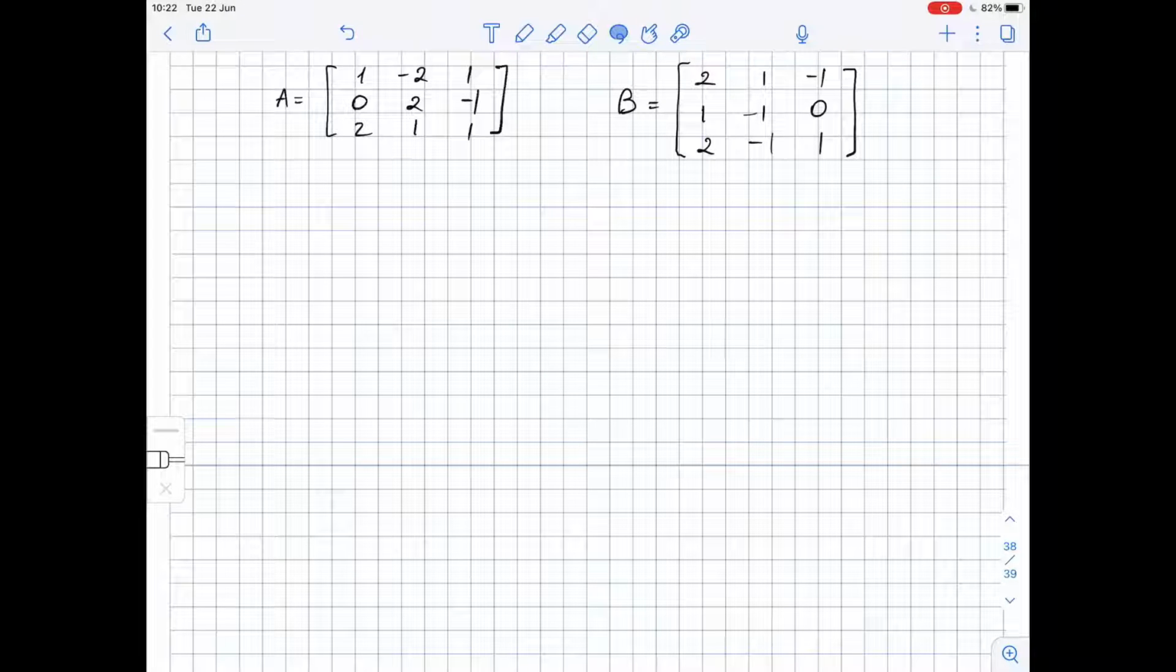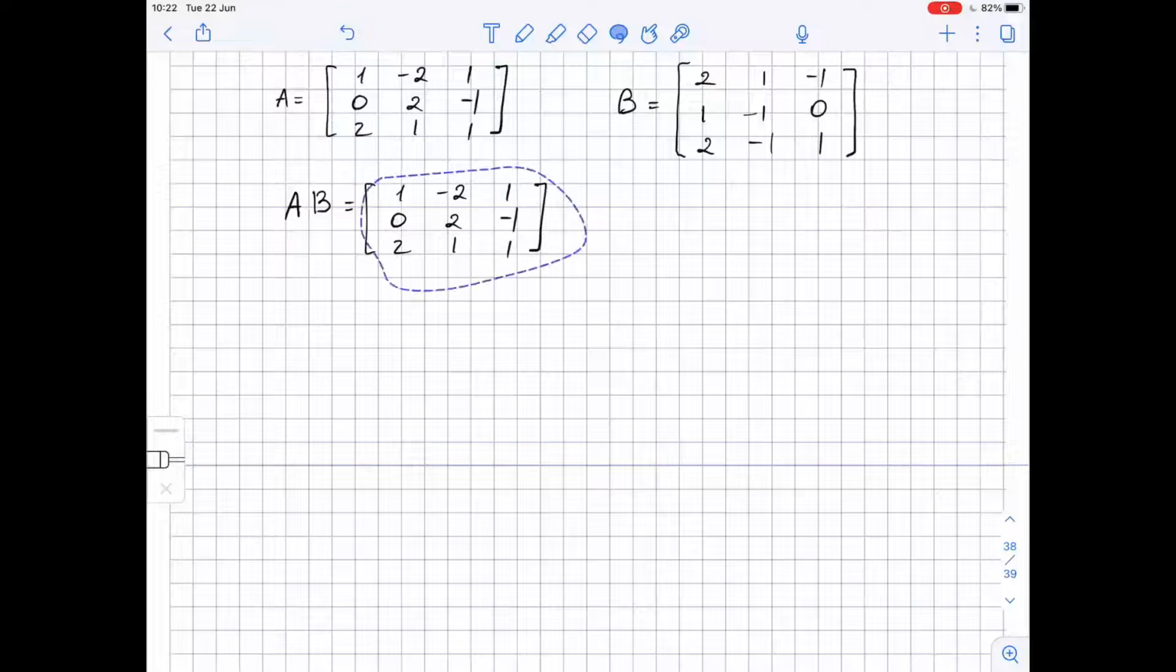Given matrices A and B, we need to use them to illustrate the multiplication of matrices and also the fact that matrix multiplication is not necessarily commutative. So let's start by finding their product AB. AB equals matrix A times matrix B.